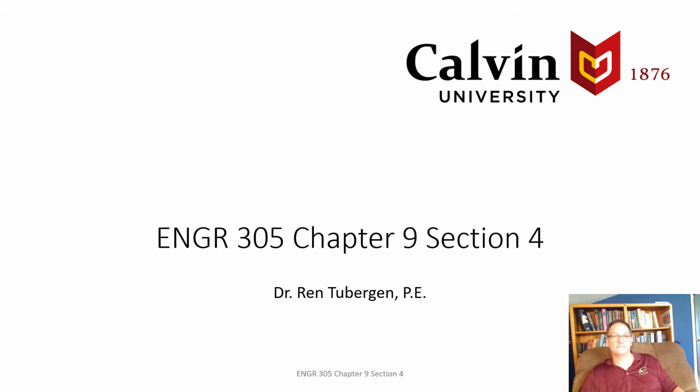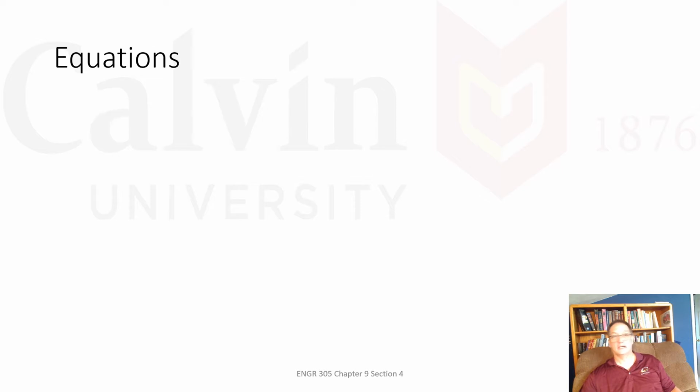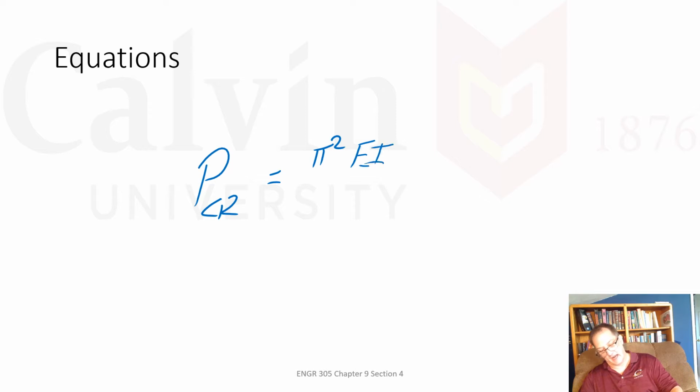Ready to go. Sorry, we're working on continuing to understand column failure, and this lecture is about the slenderness ratio and limitations on the Euler failure equation. No new equations. Realistically, it's still the same equation: the critical load is equal to pi squared EI over L squared, or one of the variants of that. That's the equation that we're working with. But let's look at that equation carefully.